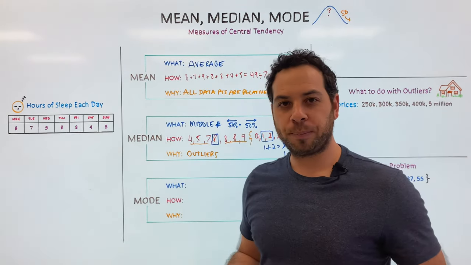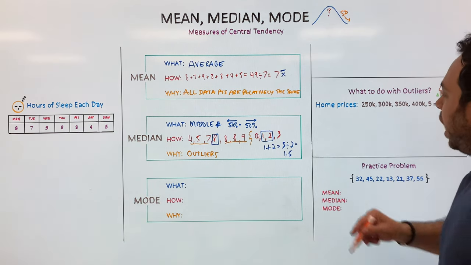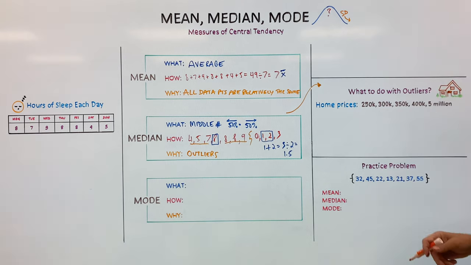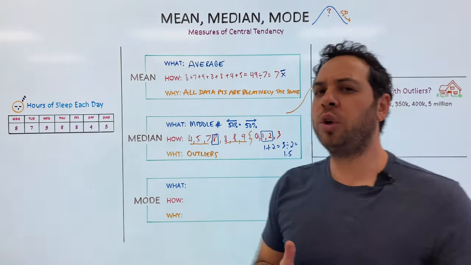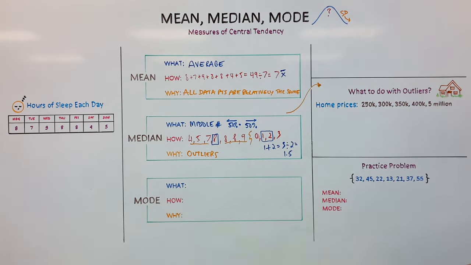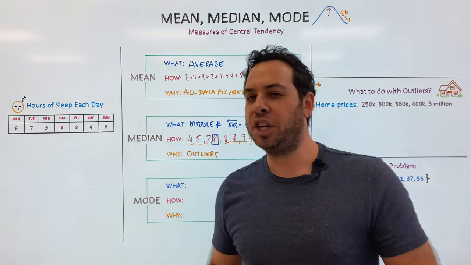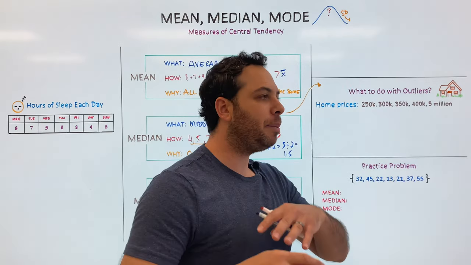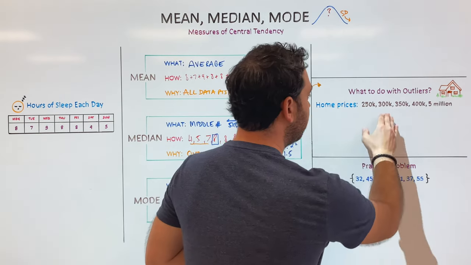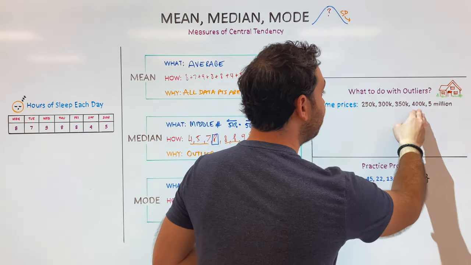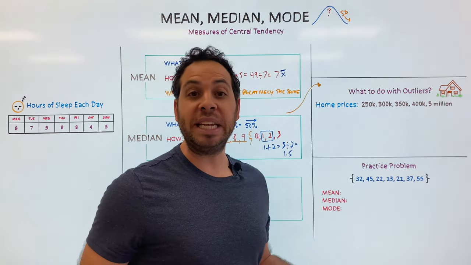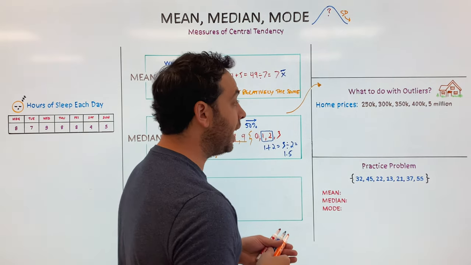So what do we do? Well, let's do an example together, okay? And we're gonna do a little arrow here to show you that we're moving up to here. What do we do with outliers? In other words, why wouldn't we use the mean? Let's do this together. Let's imagine we are looking for homes, okay? And you're moving to an area and you like it and your family likes it and you happen to pick a random sample of 5 homes. Here are the prices. $250,000, $300,000, $350,000, $400,000, and $5 million. And you're like, I'm just gonna calculate the mean to see if I can live there, okay? So how do we calculate the mean?